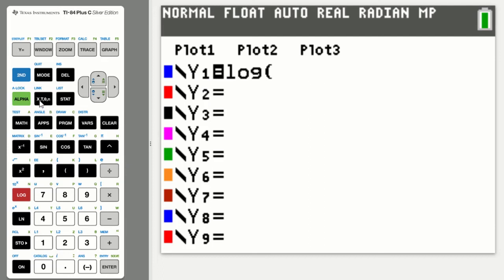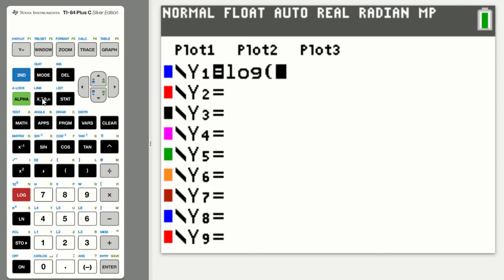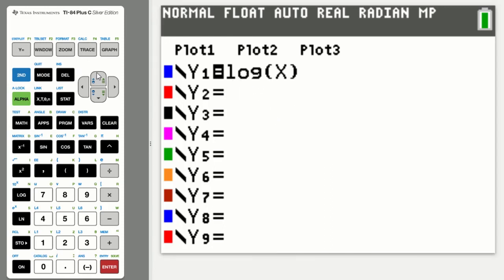Now, on the calculator, we're going to stay with the traditional variable, which is x. But the variable button is the X button right here, not the alphabetical X button. So we're going to close that parentheses and hit enter. And now after hitting enter to exit out of that line, the next thing to do to see the graph is just hit the graph button.